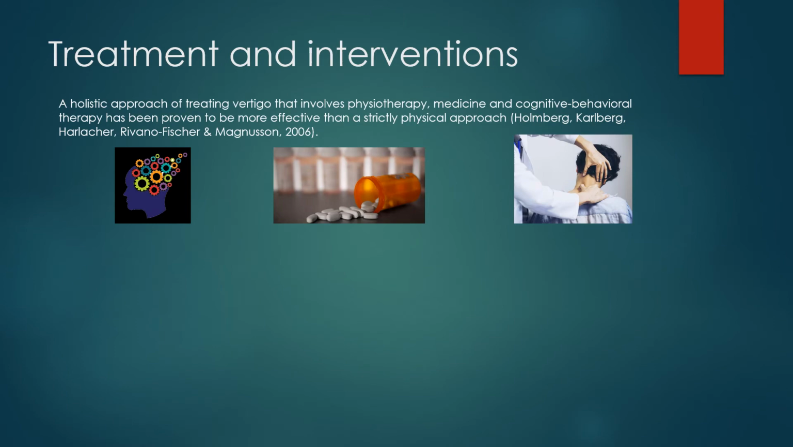Treatment and interventions of vertigo. A holistic approach to treating vertigo that involves physiotherapy, medicine, and cognitive behavioral therapy has been proven to be more effective than a strictly physical approach. There are many more aspects than first thought that relate to vertigo itself. It is therefore very important to incorporate all of these aspects into a fully effective prevention and treatment program.